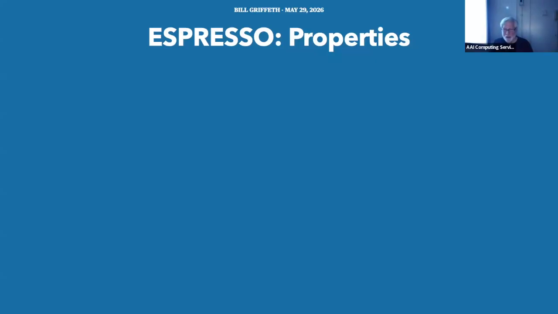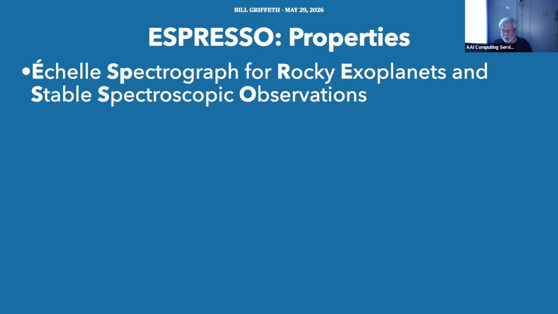So the next spectrograph I'll tell you about is ESPRESSO, the planet finder. The Echelle spectrograph for rocky planets and stable spectroscopic observations. Now you heard it twice. You think you could repeat it?